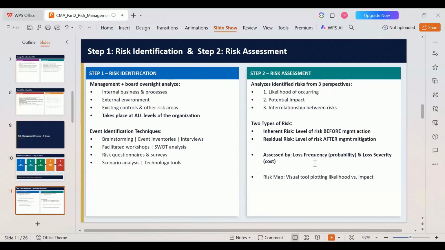So the risks that have the highest frequency and highest severity will be addressed first. That is how risk maps work. Okay, and it is also known as risk heat map.